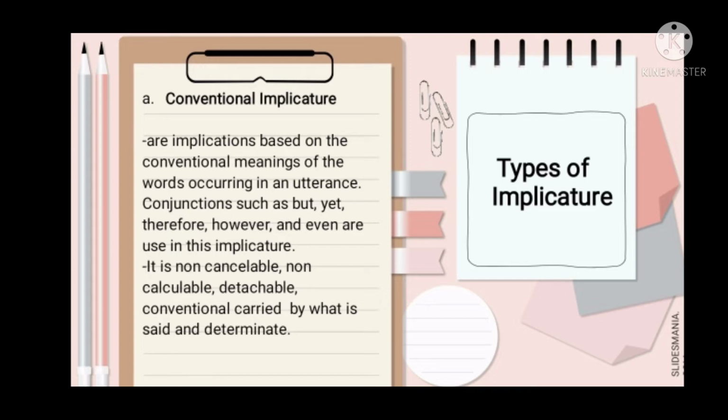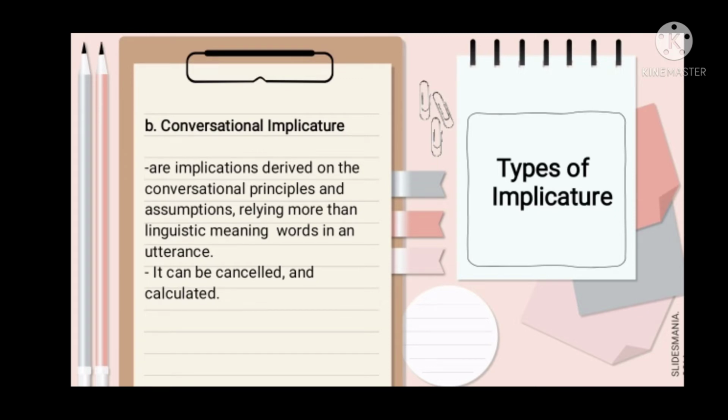Conventional implicatures are implications based on the conventional or the traditional meaning of the words. When we say non-cancelable or non-calculable, the implicature is already determined or finalized. The other type of implicature is conversational. These are implications derived from the conversational principles or the cooperative principle in conversation, which will be explained by the reporter next to my topic.